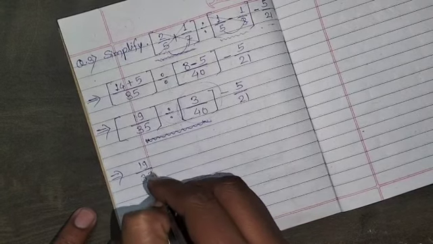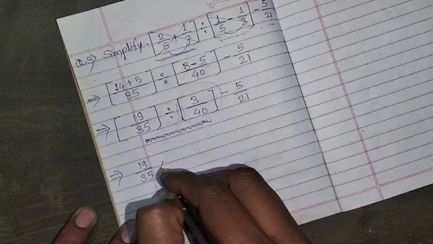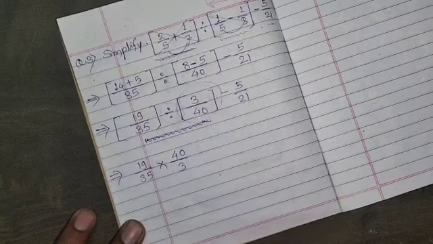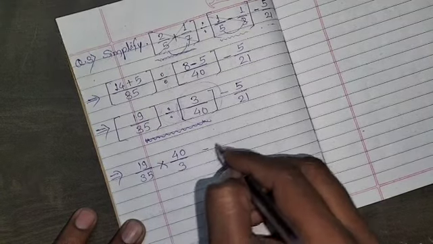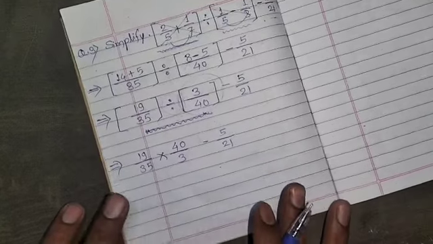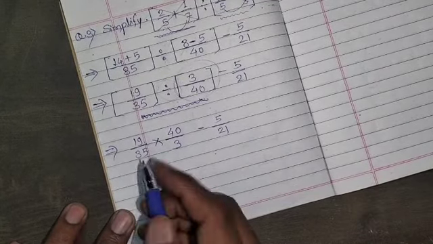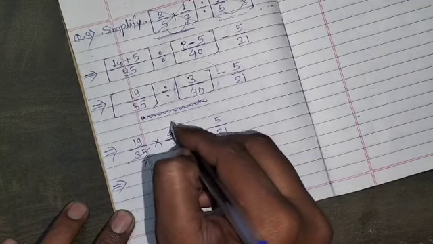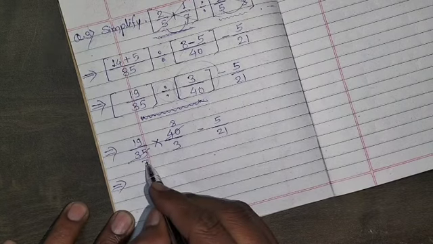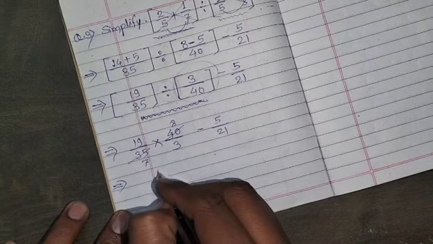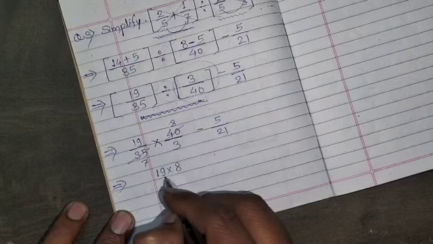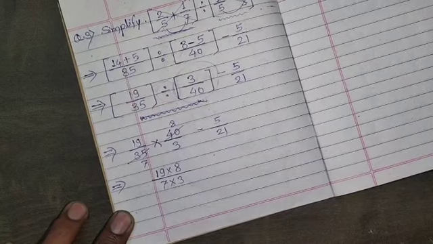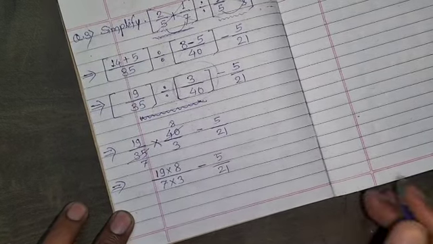So 19 upon 35 keep it as it is, and this division converts to multiplication and interchange the numerator and denominator. So it's 40 upon 3. Keep minus 5 upon 21 as it is. Now next step will be 5 7s are 35, 5 8s are 40. So in the numerator 19 into 8 will remain, divided by in denominator 7 into 3 will remain. So minus 5 upon 21, keep it as it is.